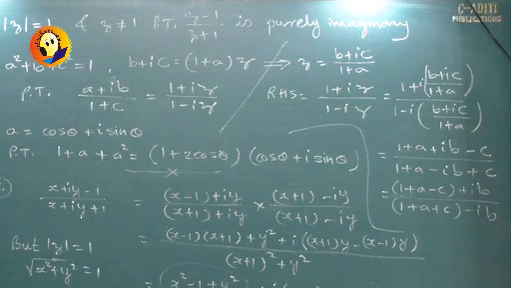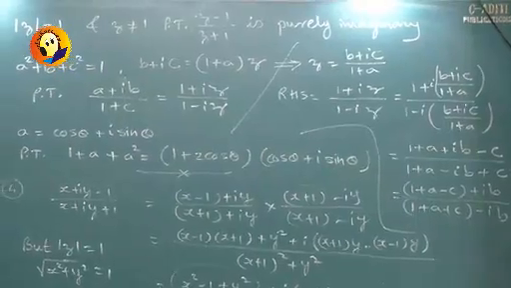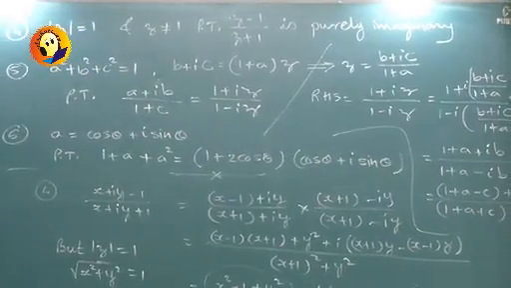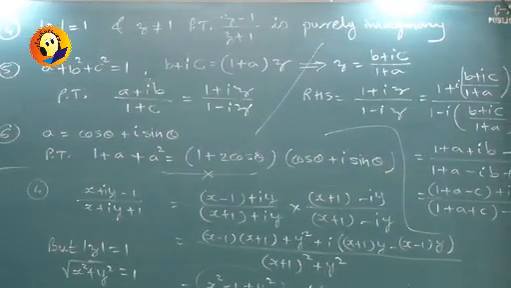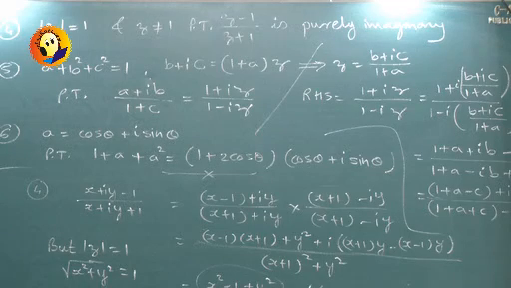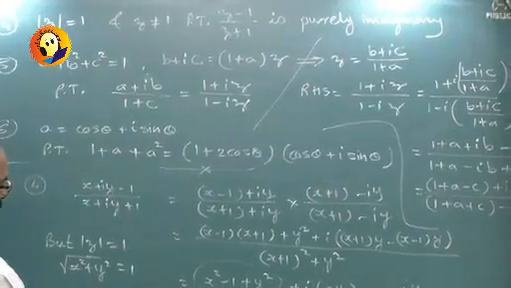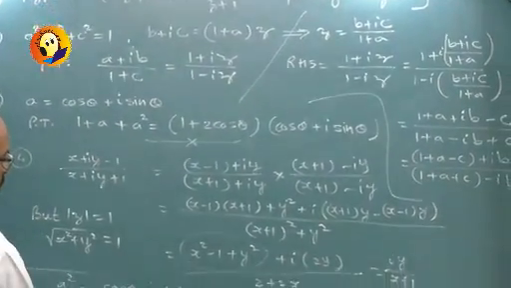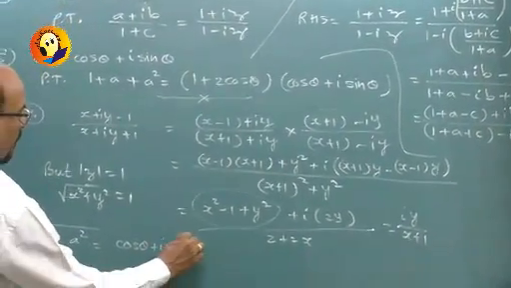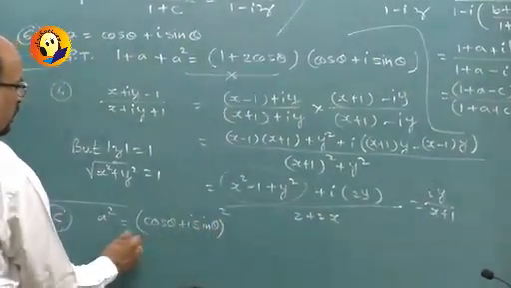And the sixth one. Okay, so now in the sixth one, start with LHS only. You will require some trigonometric formulae, I suppose. What will be a square? a square will be (cos theta plus i sin theta) bracket square.